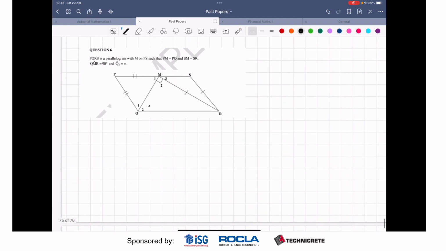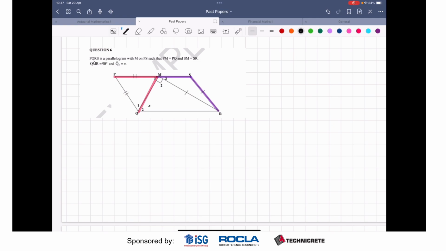Okay, then for question 6, we are given a parallelogram PQRS with M on PS such that PM is equal to PQ. So that's PM and that's equal to PQ. And that SM is equal to SR. And then QMR is equal to 90 degrees, that's labeled for us, and Q2 is equal to X. Then we're given some questions.